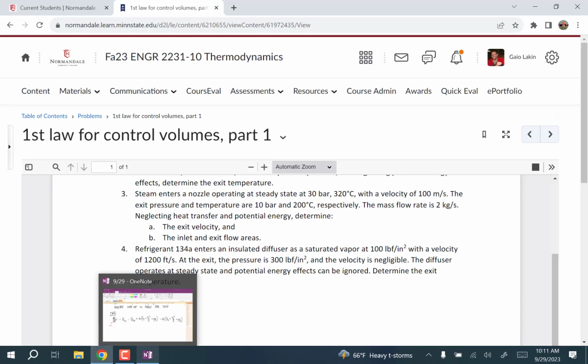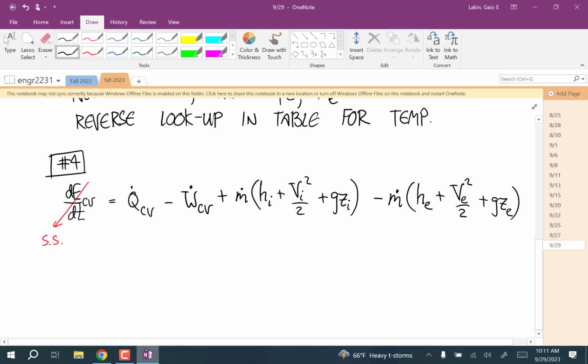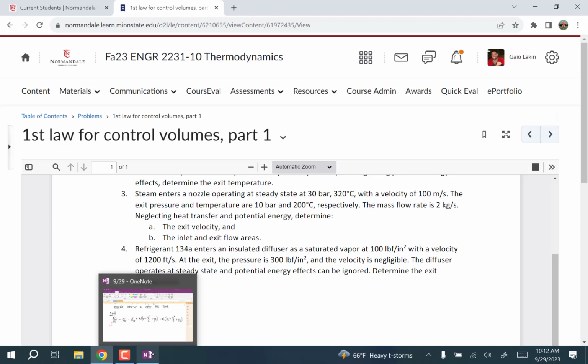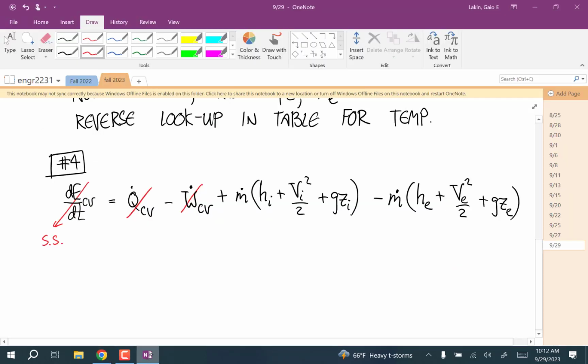And it's insulated and it's a rigid thing. So this goes away, this goes away. We're ignoring potential energy, I think. Yeah, ignoring potential energy. And it says that the velocity is negligible after it comes out. So we're going to treat this as 0. We're going to cancel these two. Divide both sides.